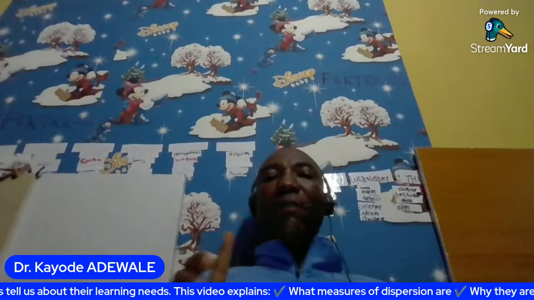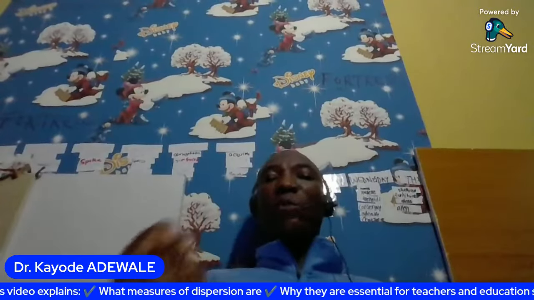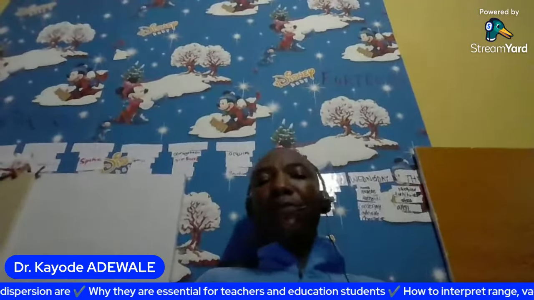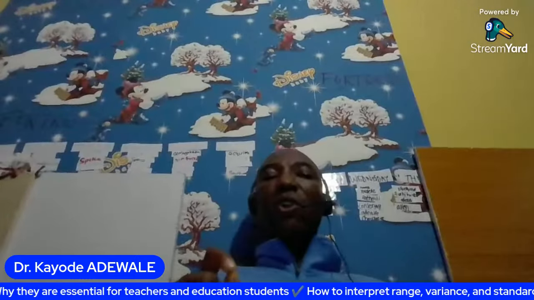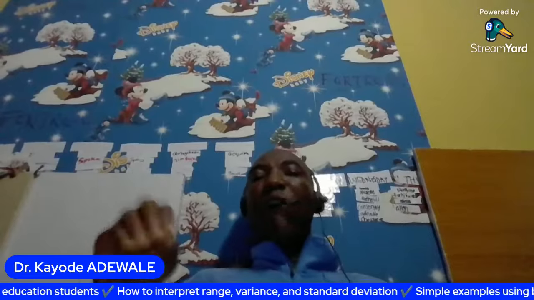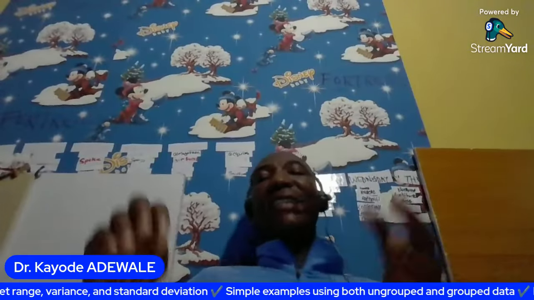So that is the first importance of measure of dispersion to you as an educator, to understand the spread of the student performance. Number two is to identify the learning gap. A wide spread in your student scores indicates that some of the students are far behind or far ahead. So it's going to guide you to apply different teaching strategies.